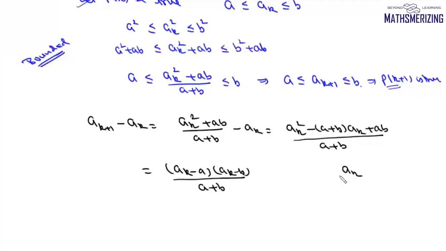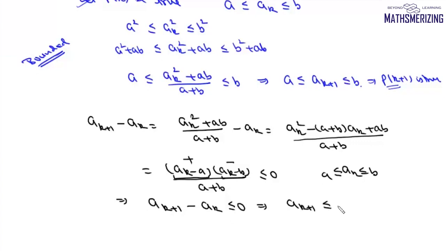Now we know that a_k lies between a and b. That means a_k minus a will be positive and a_k minus b will be negative. So this expression is less than or equal to 0. So from here we can conclude that a_{k+1} minus a_k will be less than or equal to 0. That is, a_{k+1} is less than or equal to a_k. That is, the sequence a_n is a decreasing sequence.